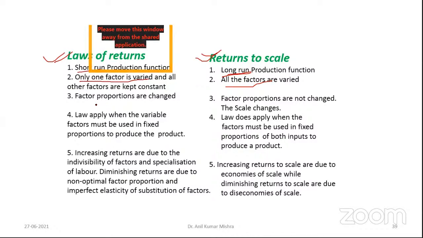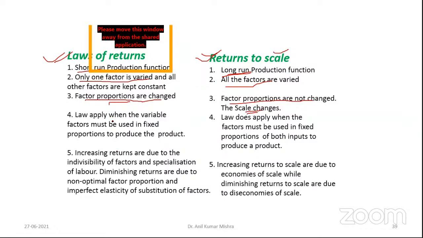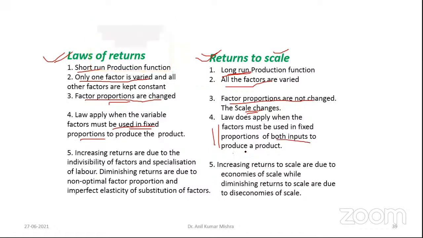Next, the factors of production: it is the factor proportion that has to be changed, changed in the fixed proportion, that you have to remember. But here, factor proportions are not changed. Here, the scale is going to be changed. Therefore, it is called the returns to scale. Now, the law is applicable when the variable factor must be used in the fixed proportion. Right? The variable factor must be increased in the fixed proportion. But here, it will be increased in a different proportion. But the law does apply when the factors must be used in the fixed proportion, that means both labor and capital will increase.